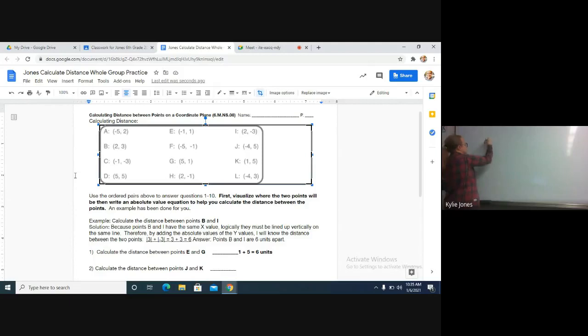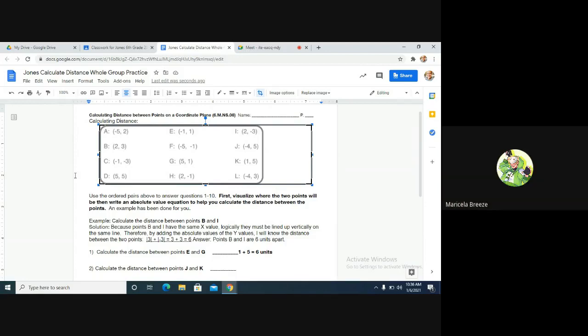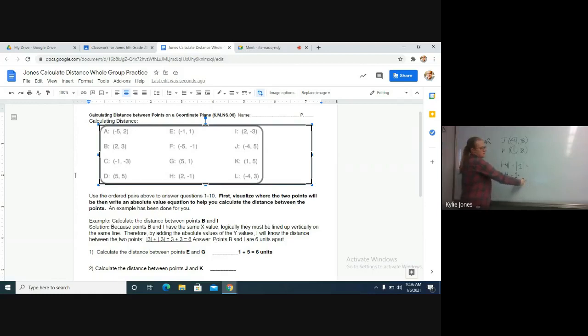Number 2. We're going to find the distance between J and K. Okay, so who wants to tell me what the ordered pair is for J? -4 and 5. -4, 5. Good. And what about K? 1 and 5. 1, 5. Perfect. Okay. And then we can see that our 5s are the same on this one. So we're not going to use it. We're going to use our -4 and our 1. So we have the absolute value of -4 plus the absolute value of 1. What is the absolute value of -4? 4. Positive 4 plus what's the absolute value of 1? 1. And 4 plus 1 is 5.